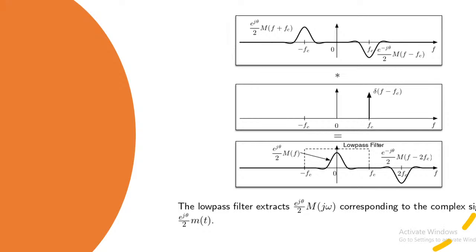So that will demodulate. You can see the top one is the message signal with a phase shift of theta. That is convolved with the middle one, which is delta f minus fc. Finally, as in the previous case, you get the baseband signal back using a low pass filter. The low pass filter will extract e to the power j theta by 2 times M of j omega, which corresponds to the complex signal.